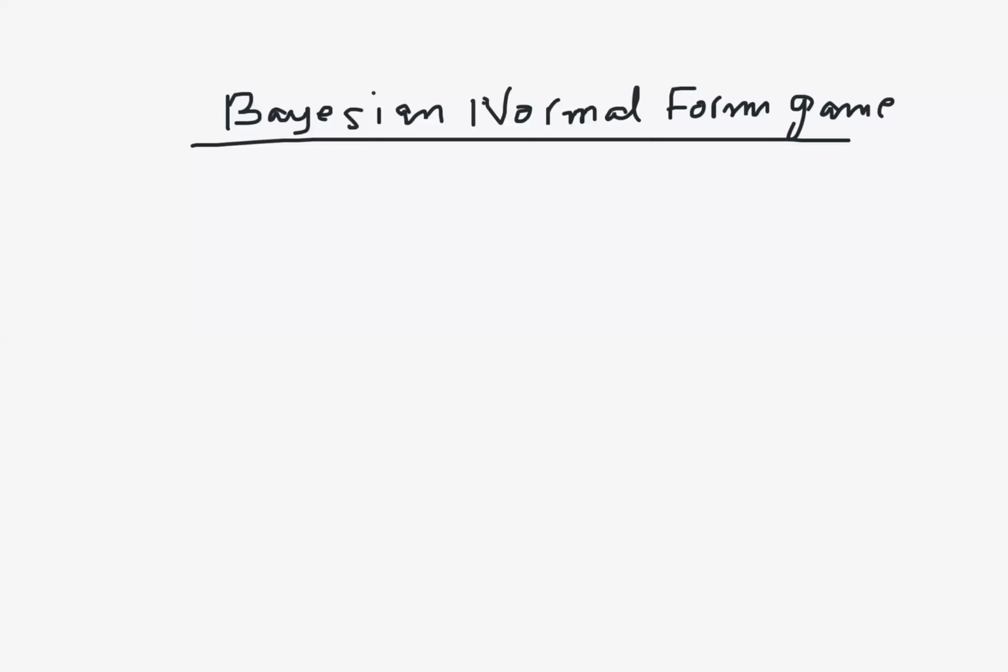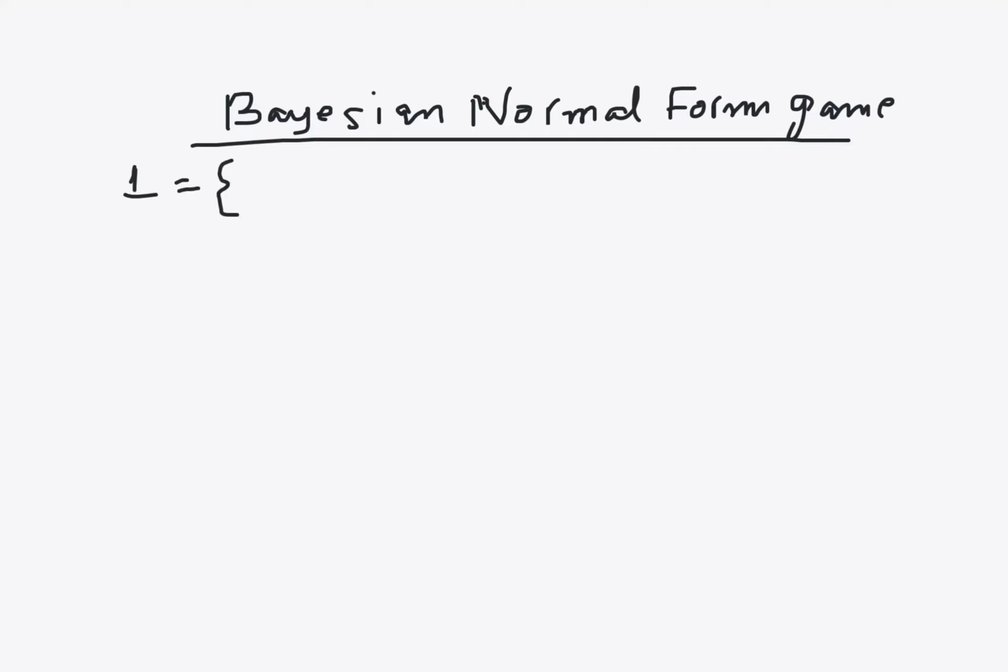So, Bayesian. All right, so let's consider the Bayesian normal form game. First we need to know the strategies of both players. So let's look at the strategy profile of player one.